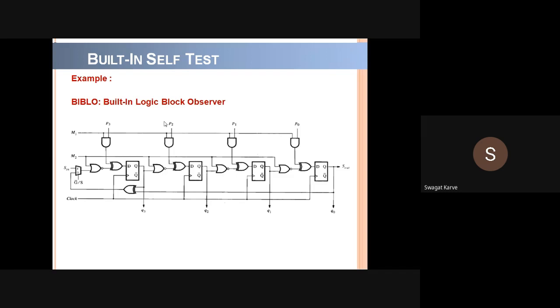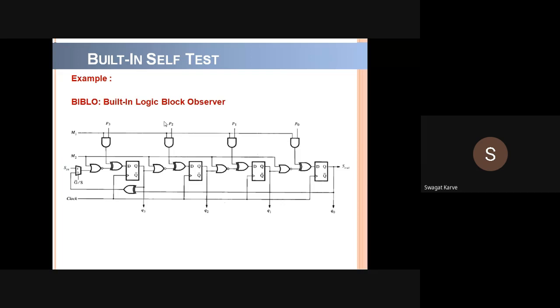So here in this case, if you apply 0 0, then it's a normal mode operation. That means you can say it will behave as a scan path mode or scan path testing mode. If you apply 0 1, that means M1 0 and M2 1, then the same circuit will behave as a linear feedback shift register, LFSR.